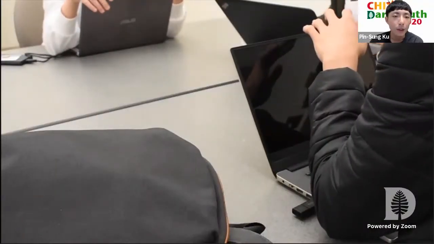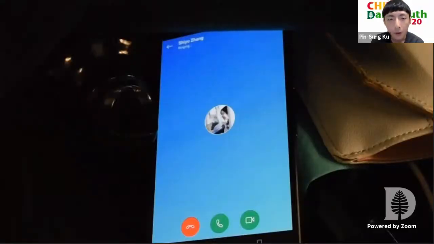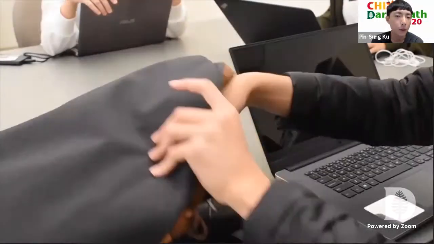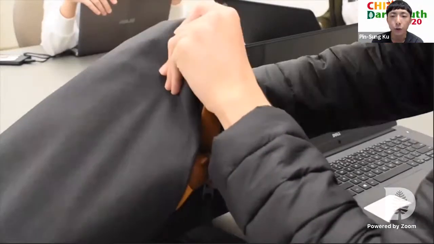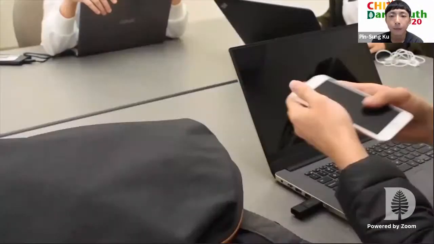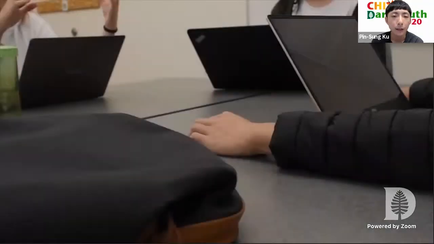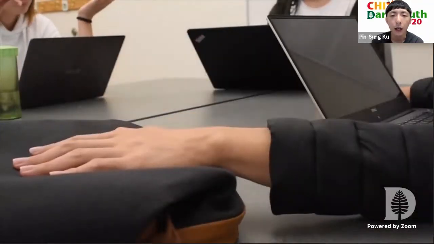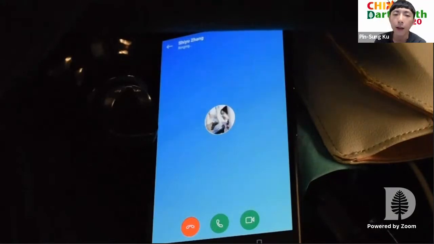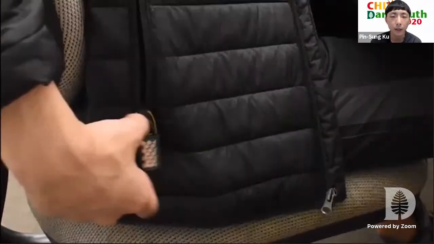Another example is in a meeting. If there's a ringing smartphone, the act of pulling out and muting it can add additional distraction. Instead, a swipe gesture on the pocket zipper can provide a subtle alternative to silence the phone.